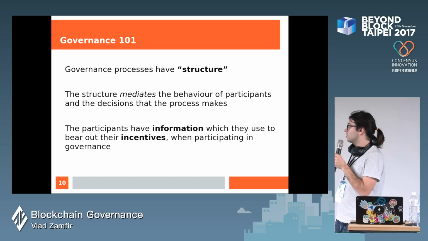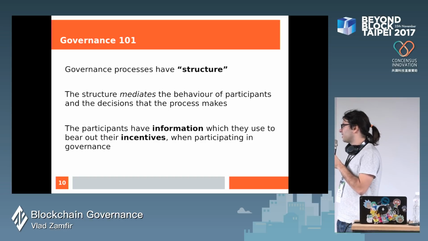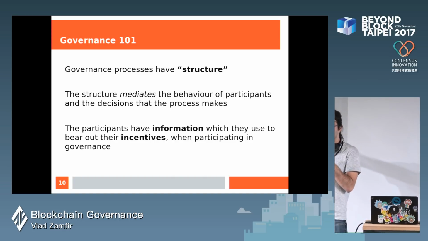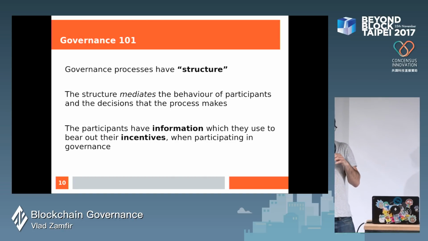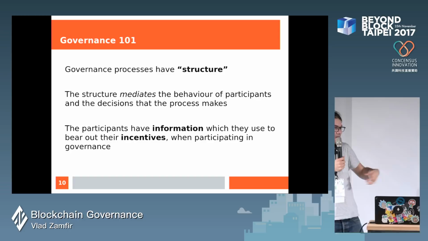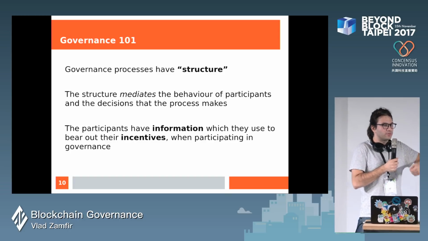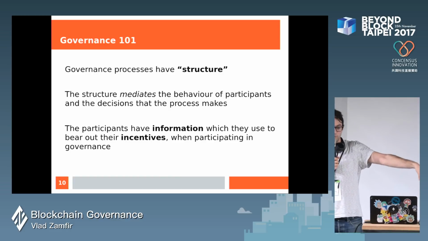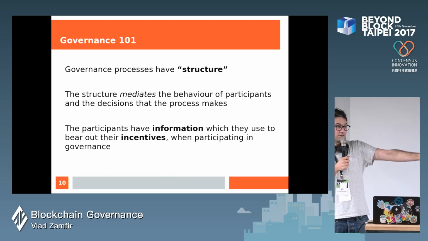Governance processes have structure. The structure is defined as the thing that mediates between the behavior of the participants and the decisions. The participants are going to somehow do something in the governance process, and that's going to lead to decision A, or maybe decision B if they have a different type of participation, right?